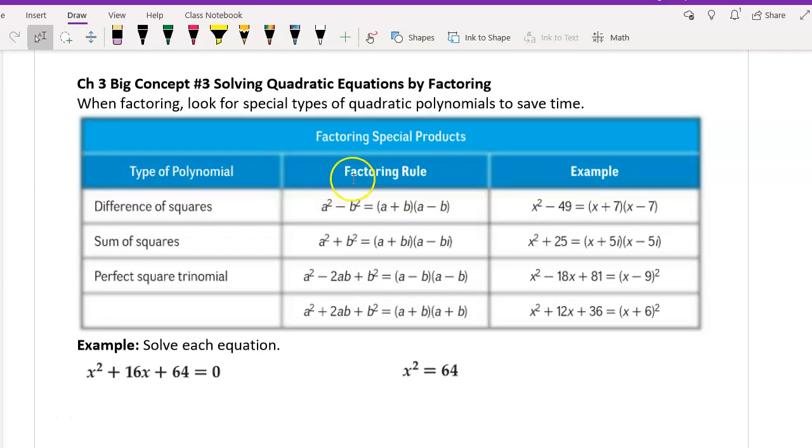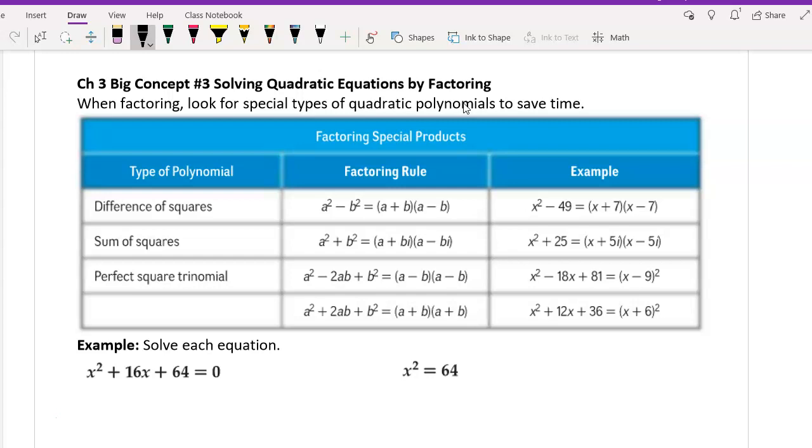Now, like I said before, there are tons of different types of factoring. We're going to take a look at the special ones. When factoring, look for special types of quadratic polynomials because it will save you so much time. You really need to recognize this. This is one of the things that will save you so much time when you go to take the ACT because each one of these will be on the ACT in some way, shape, or form.